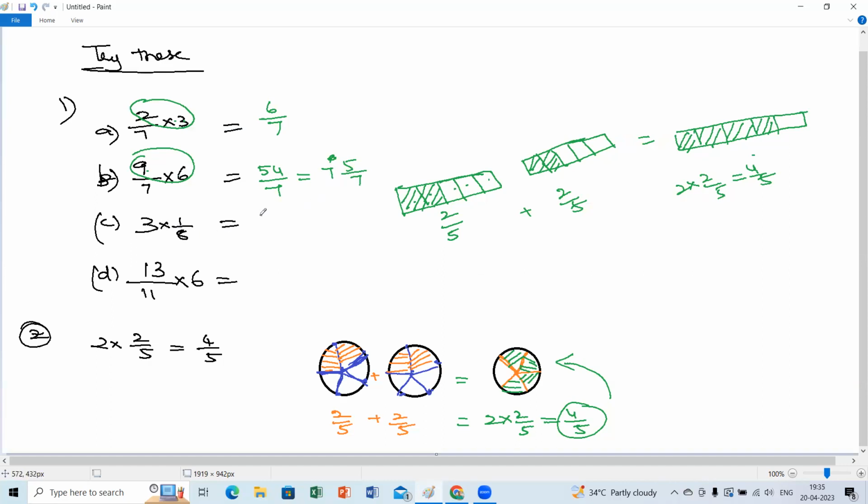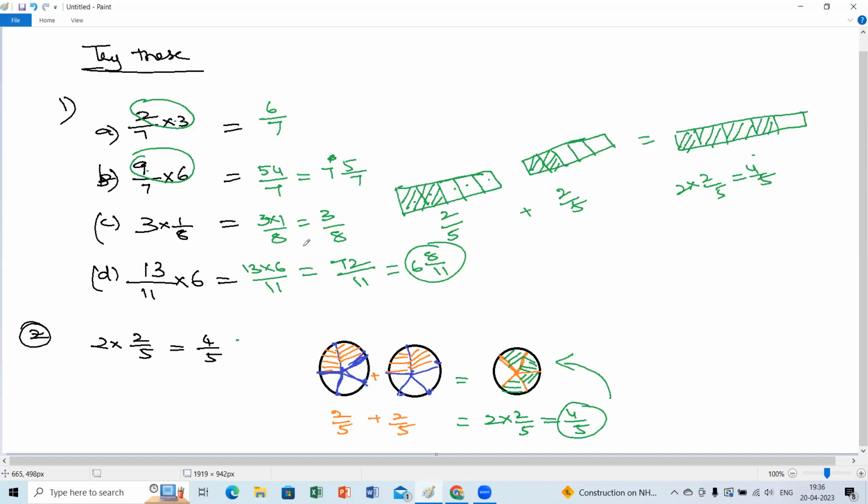Next, 3 into 1 by 8. 3 ones are 3 by 8. Yes, here too, 13 into 6 by 11. 13 times 6 is how much, children? 72 by 11. So 6 times 11 is 66. 66 plus 8 by 11. Mixed number. So the same way, that's all, children.